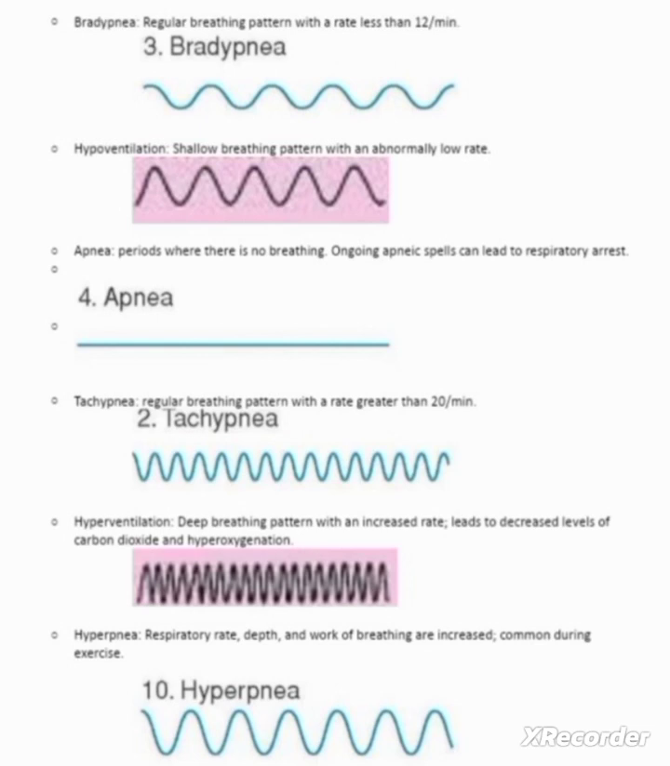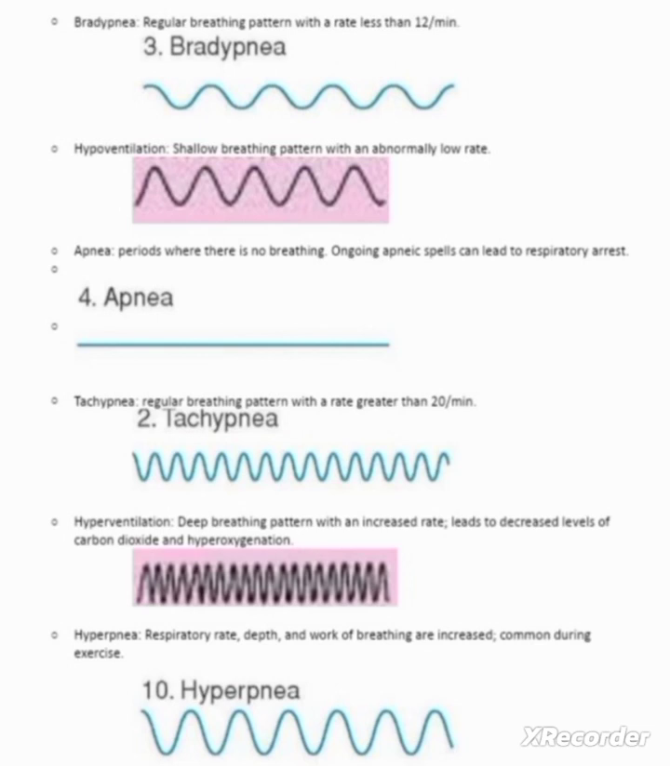Next one, tachypnea. Tachypnea means a regular breathing pattern with a rate greater than 20 breaths per minute. So there will be regular breathing but the rate will be increased to more than 20 breaths per minute. Mostly we consider tachypnea as 24 breaths per minute. Tachypnea is otherwise known as polypnea.